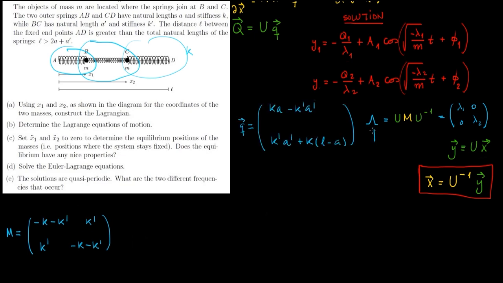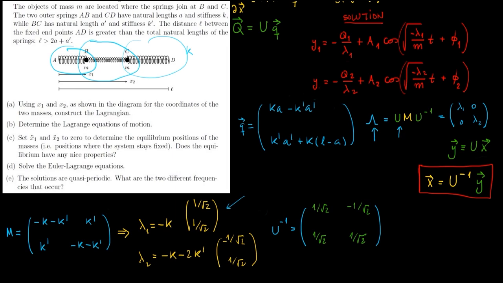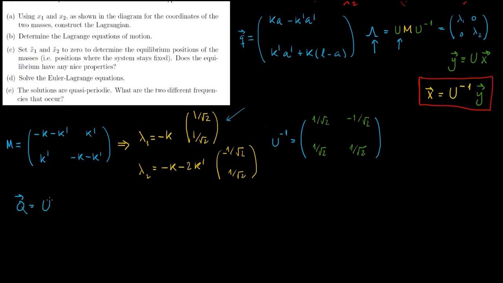Now, in order to obtain lambda and U, we need to diagonalize this matrix. If you do it, you'll obtain lambda 1 equals minus k, eigenvector (1, 1). Let me normalize this vector, 1 over square root of 2, here also, and lambda 2 equals minus k minus 2k prime, almost the same vector, but with a minus sign here. And then automatically we have U inverse, because this is nothing more than the first vector and the second vector. Notice that in order for this to be correct, you must normalize the vectors. Let's calculate Q, capital Q. Capital Q is Uq.